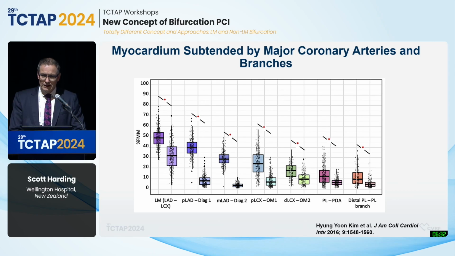We know that the LAD is always important, and that the circumflex subtends more than 10% of the myocardium in 90% of cases, so almost all cases. Whereas for non-left main bifurcations, only 1 in 5, or 20%, subtend more than 10% of the myocardium. And that's by CT estimate, which probably overestimates the myocardium subtended, so it's probably less than 1 in 5.